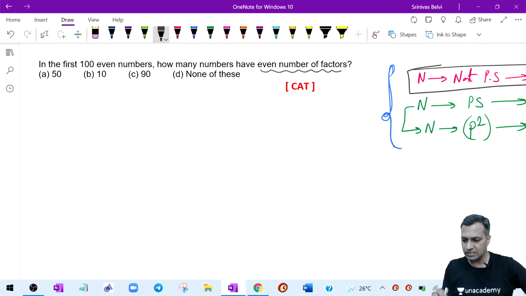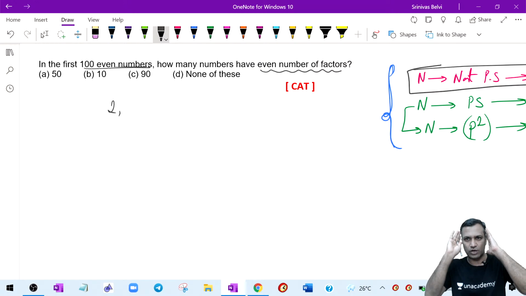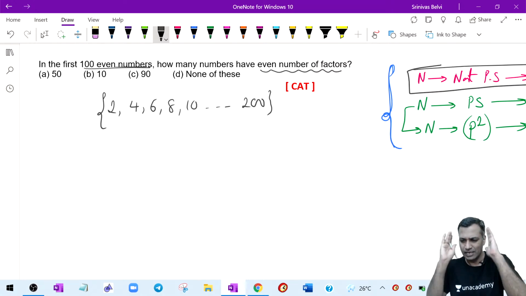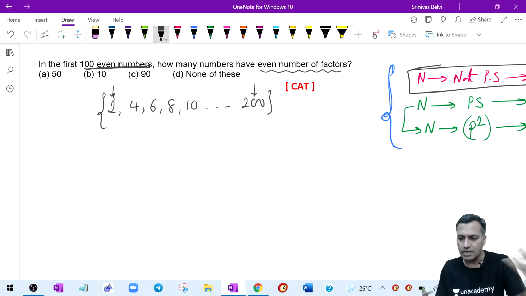Correct. Okay, then first 100 even numbers means what? What is the sample size? Of course, you don't have to write it. This is what would be flashing in your mind. The subset number set is 2, 4, 6, 8, 10, like this up to 200. You don't have to write this. First 100 even numbers means what? Starts from 2 and ends at 200. First 100 natural numbers would start with 1 and end at 100. But first 100 even natural numbers start with 2 and end at 200. That's my sample size. Most of them would have an even number of factors except the numbers which have an odd number of factors.